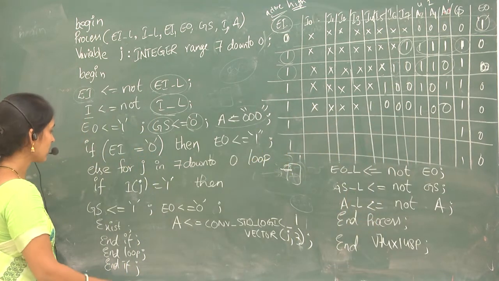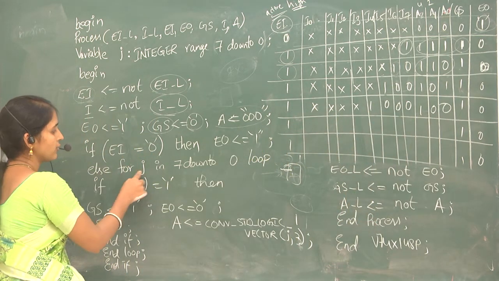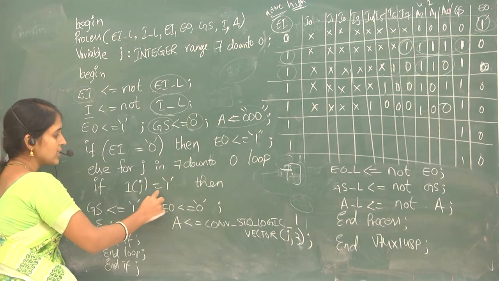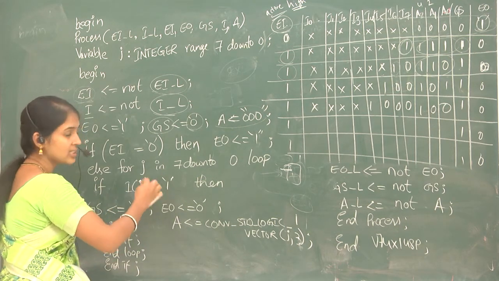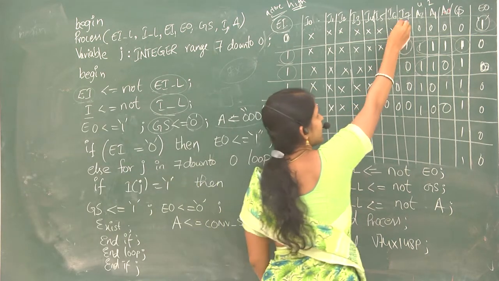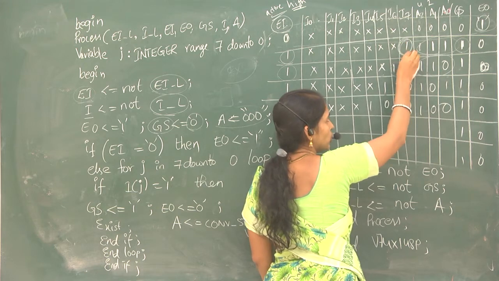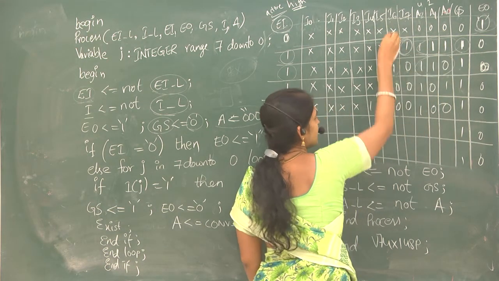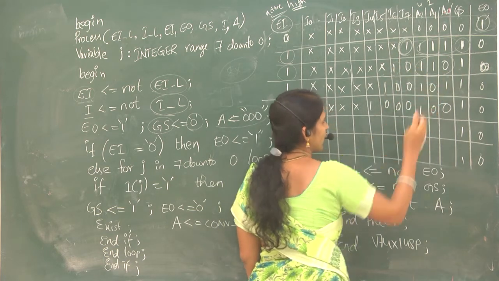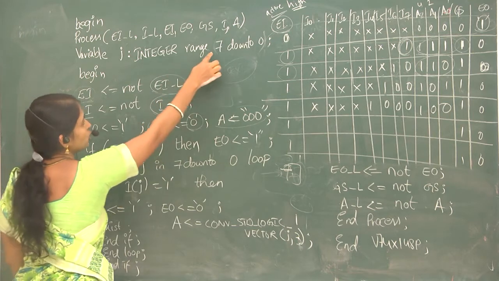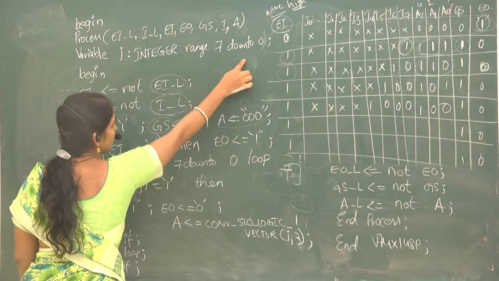Next comes, else for j down to 0. If I of j is equivalent to 1, it indicates that it starts checking from the highest priority. That means it will be checking from the I7. If I7 is equivalent to 1, it will provide 111 as your output. If I6 is equivalent to 1, it will provide 110. In the same way, it will be checking for 7 down to 0. I ranging is from 7 down to 0.